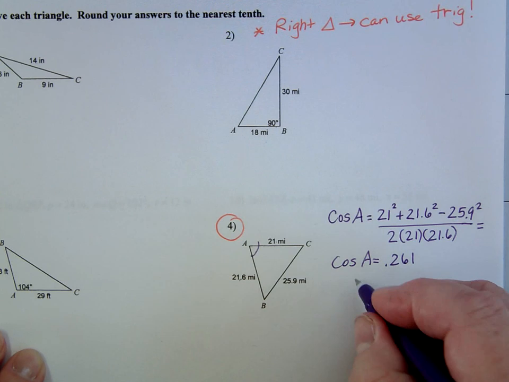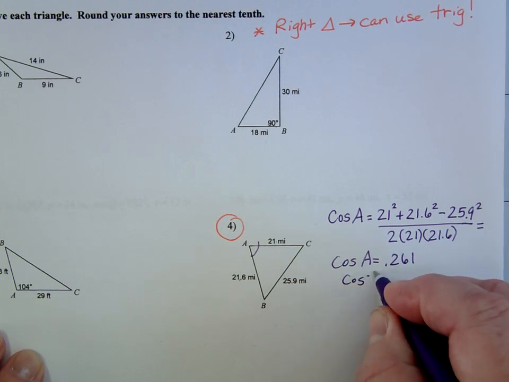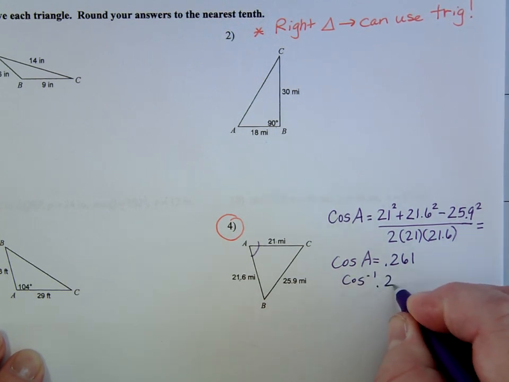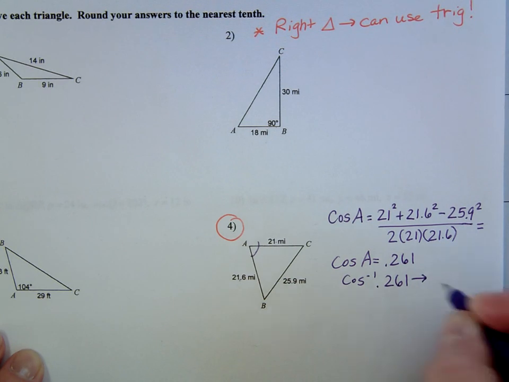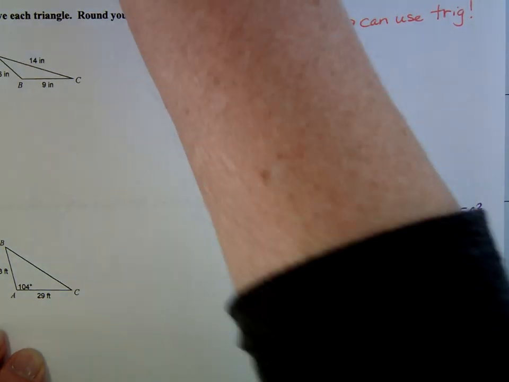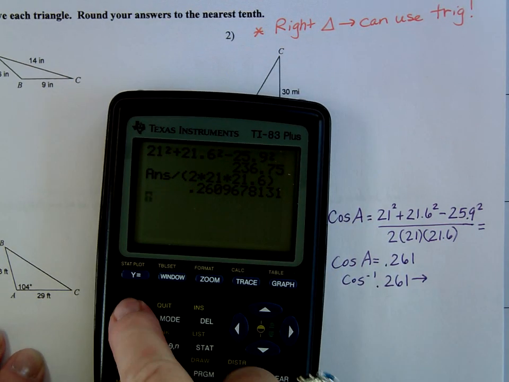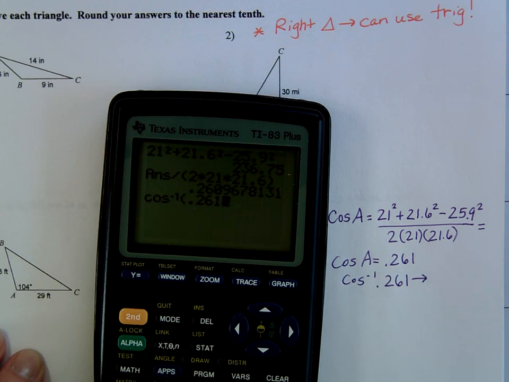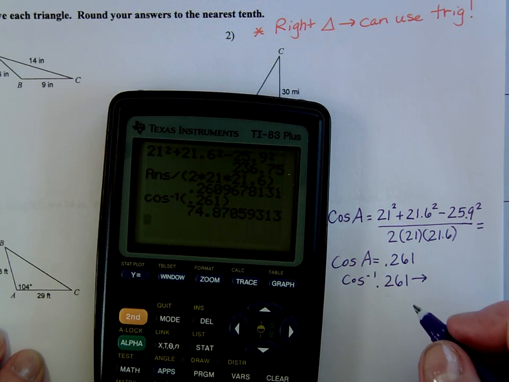I want to know what angle A is, so I do cosine to the -1 of 0.261, and out comes my reference angle. I'll show you this one again on the calculator. So second cosine of 0.261 gives me 74.87, so 74.9.